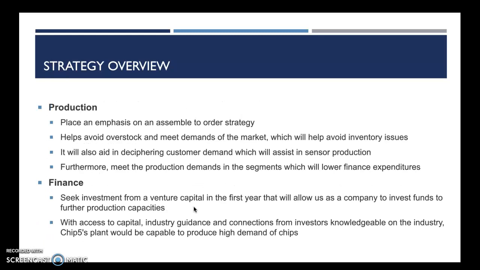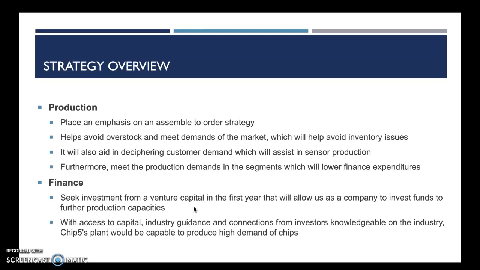Our production strategy overview placed an emphasis on an assemble-to-order strategy, which would help avoid overstock and meet the demands of the market, and as a result would help lead us to avoid inventory issues. It would also aid in deciphering customer demand and would assist in our sensor production, as well as meeting the production demands in the segments, which would lower finance expenditures.